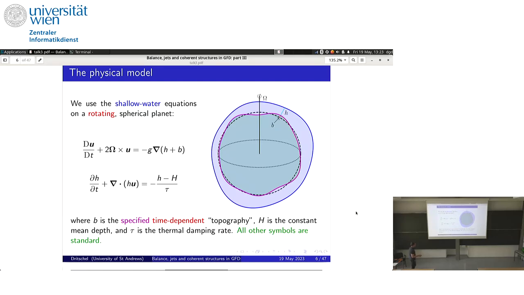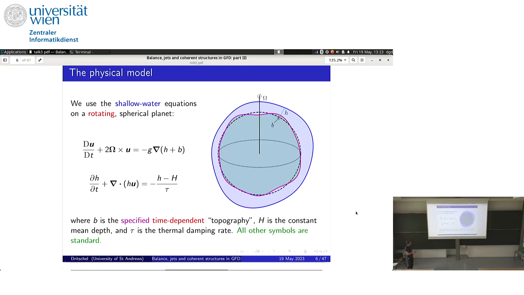It turns out this parameter is not that important. As long as tau is long, it doesn't play much of a role. We'll end up doing simulations where this is hundreds of days, up to thousands of days. Results don't depend greatly on that. Maybe the amplitude of flow varies a little bit with it, but it turns out to be a relatively weak dependence on this.